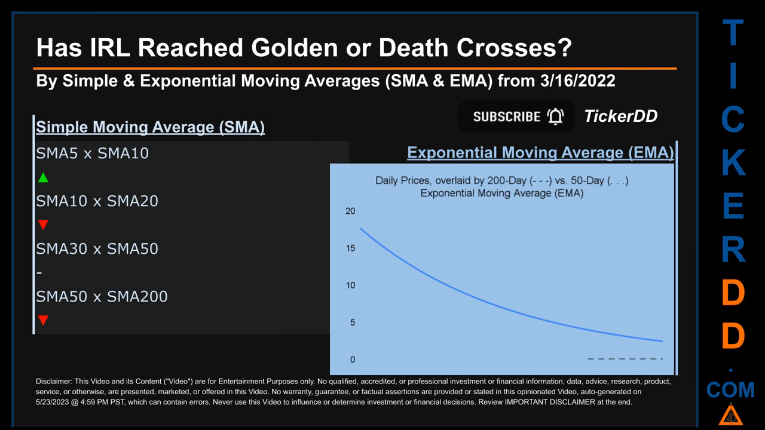Has IRL price reached golden or death crosses? Golden cross and death cross are basic signals that compare average prices across two specified trade day ranges, a short-term versus a long-term range. For example, 5-day versus 10 trade days. Essentially, a golden cross is a bullish signal. It appears when a ticker's short-term moving average crosses above its long-term average. Vice versa, a death cross is a bearish signal when the short-term crosses below its long-term moving average.